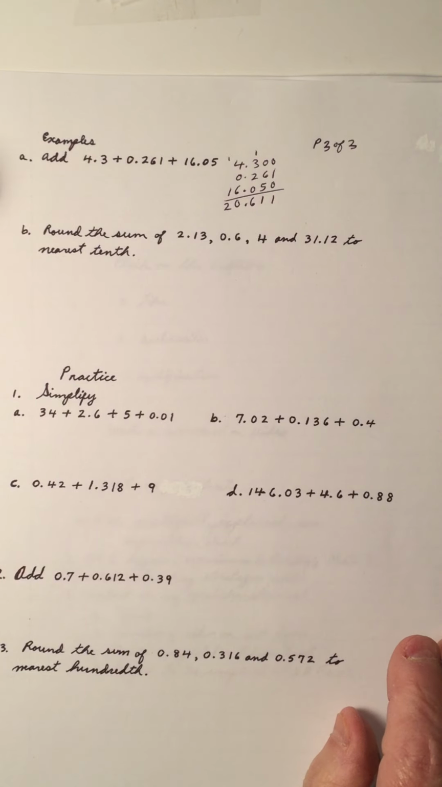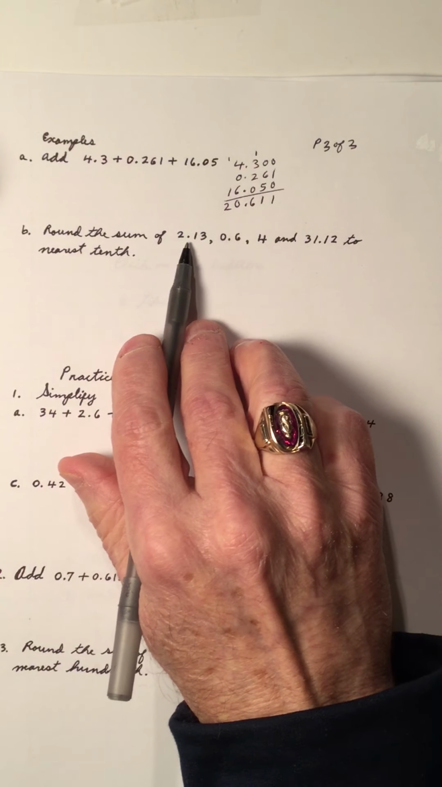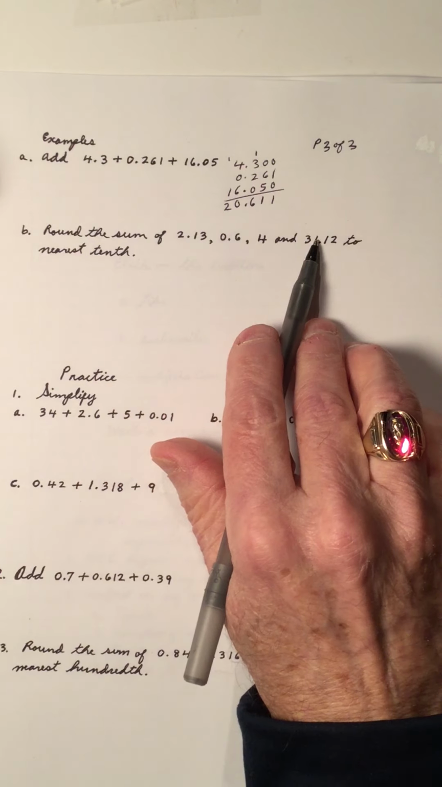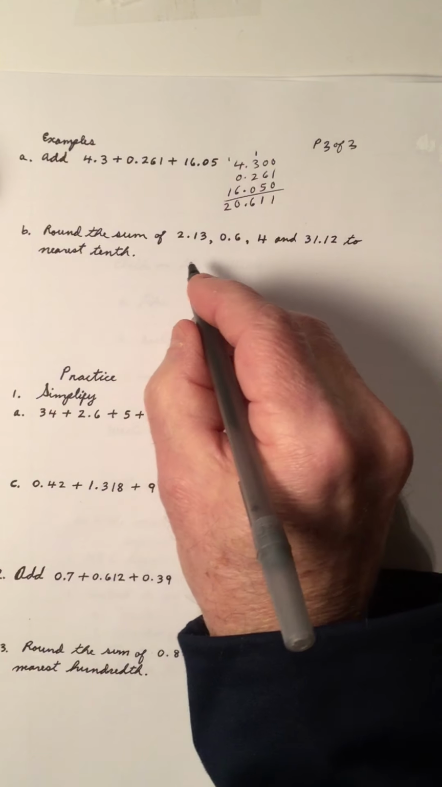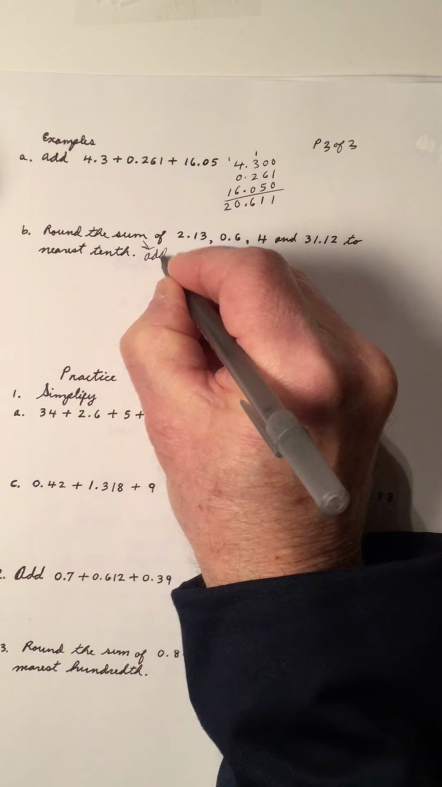So line up your decimals when you're adding. Make sure. Round the sum of these 4 numbers to the nearest tenth. So the sum means add. So when we talk about sum, we mean add the numbers.